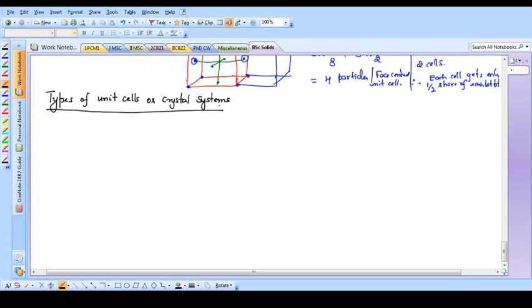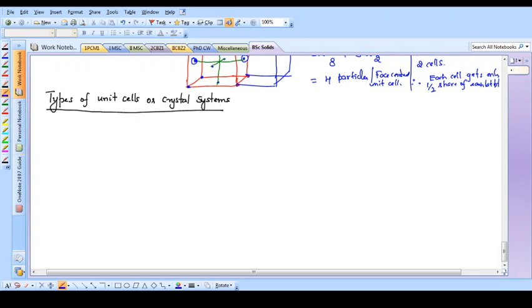cell, and face centered unit cell, depending upon the position of the lattice point in the unit cell. In today's class, we will discuss the classification of unit cell depending upon the shape of the unit cell, the size and shape of the unit cell. Remember, in all the examples that I had used in my previous class, I had always used a cubical unit cell, that is a unit cell having the shape of a cube.